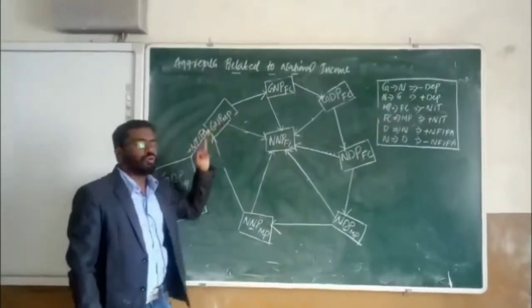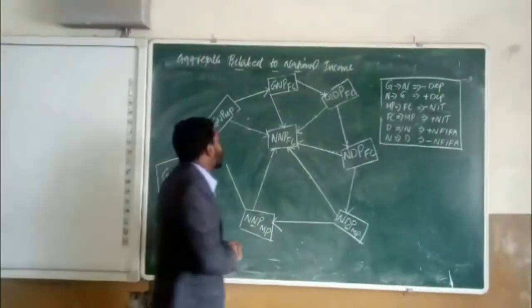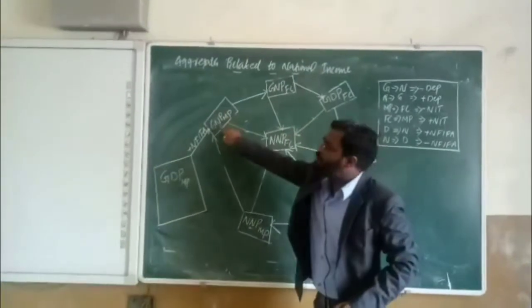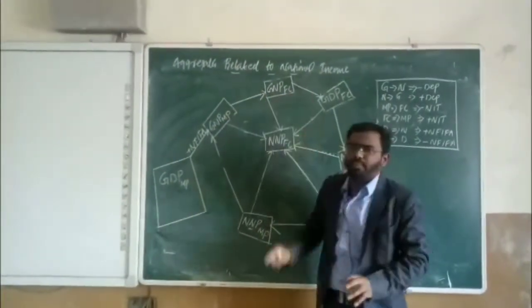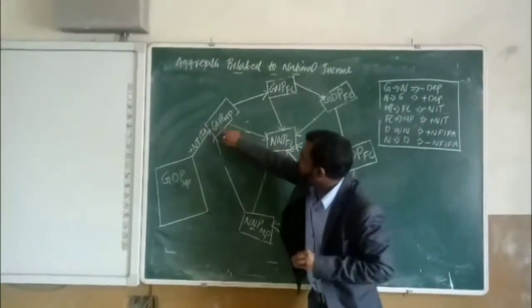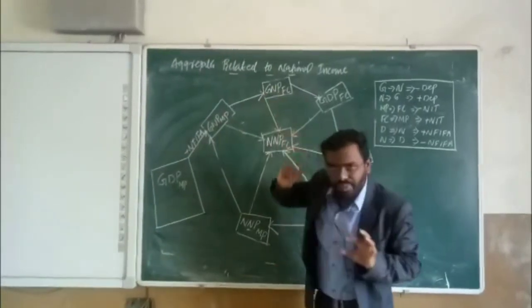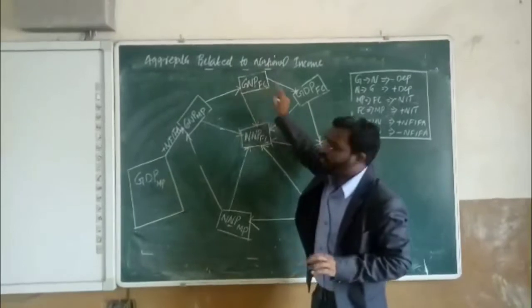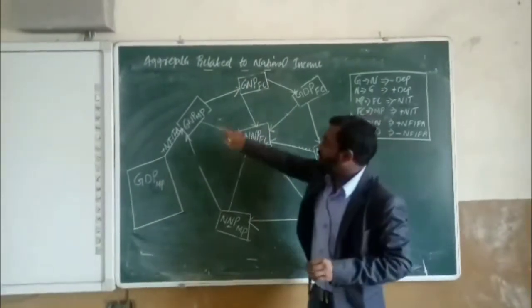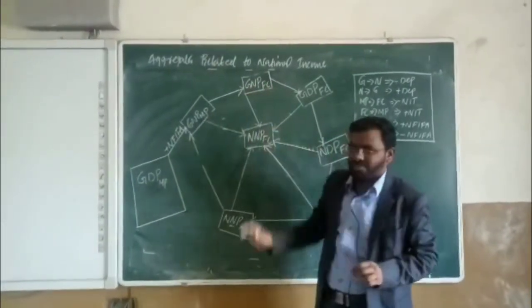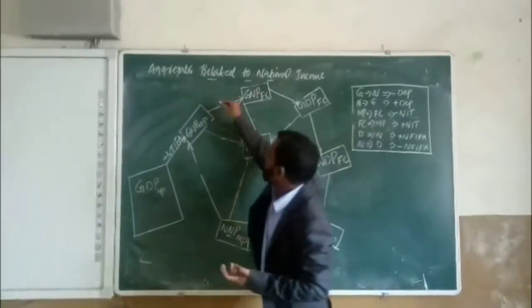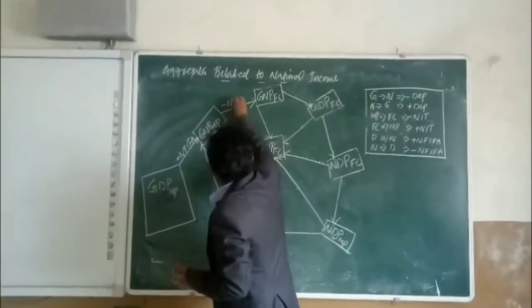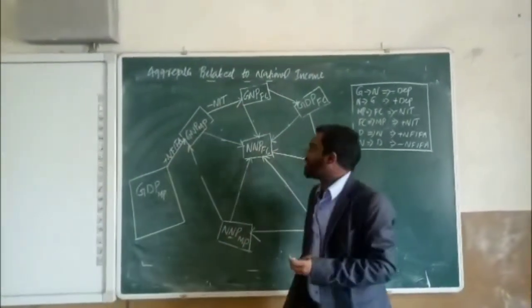If we add NFI-FA, then this domestic concept will change into national concept. Then MP both are same. Next one, this GNP-MP is changed into GNP-FC. Both are GNP, but the difference is MP here and FC here. Now we can convert this MP into FC by subtracting NIT, net indirect tax.